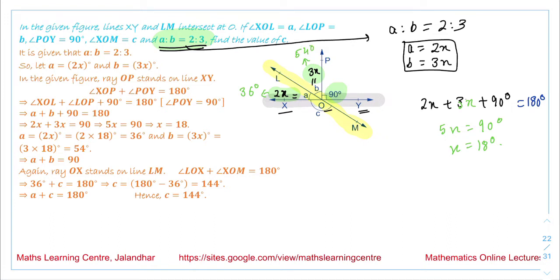Now LOM is a straight line. When this is a straight line, it means 2x plus c is equal to 180 degrees, because this OX lies on the straight line LOM. So we get 36 plus c is equal to 180 degrees. So we get the value of c is equal to 144 degrees.